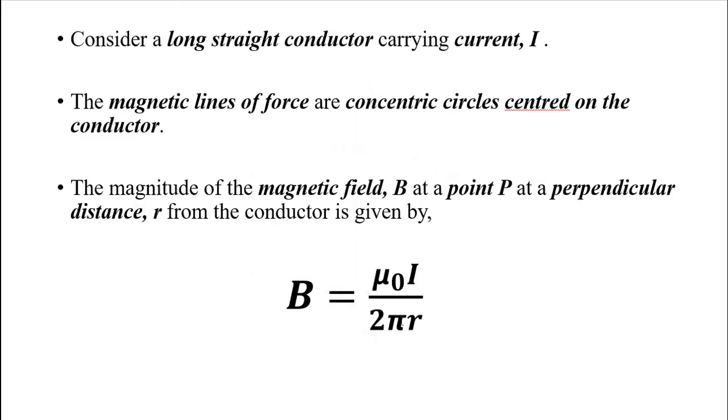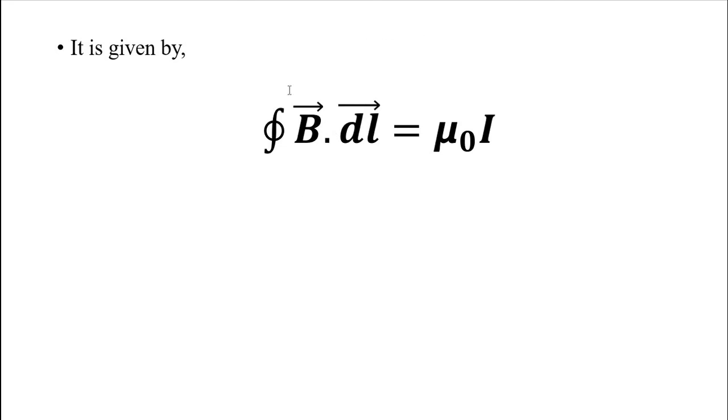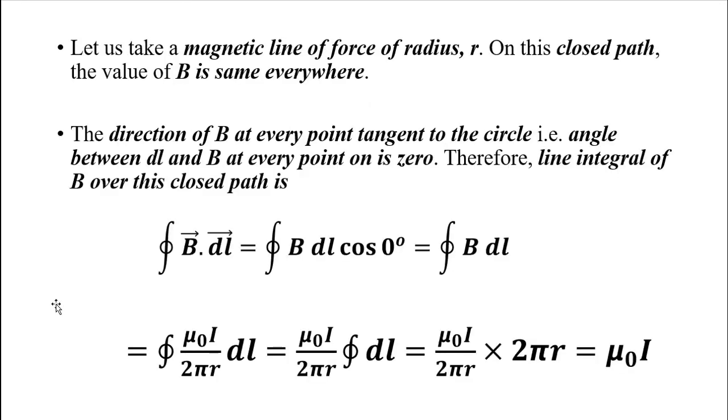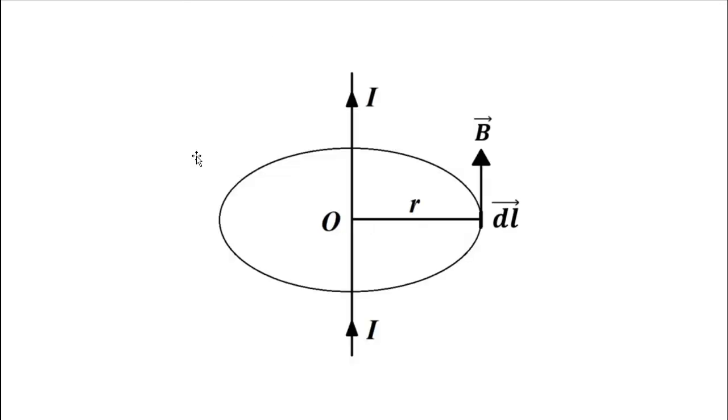So we have to prove Ampere's circuital law, that is, the line integration of the magnetic field path around the current carrying conductor is given by mu 0 I. So we have taken a magnetic field line of radius r, which is in the form of a concentric circle. We have picked a small portion of length dl.